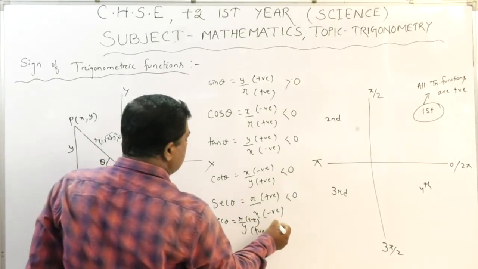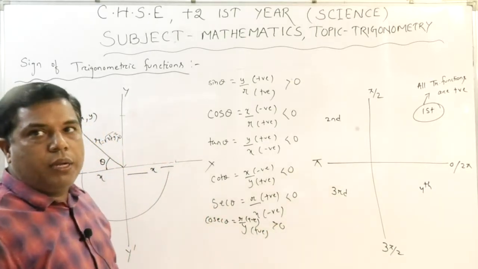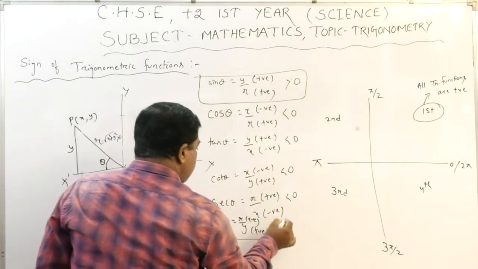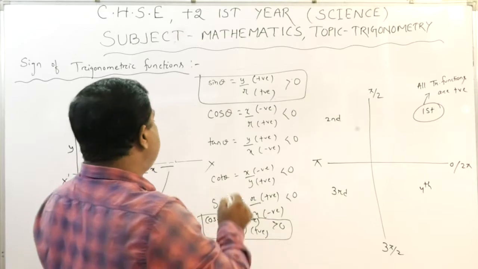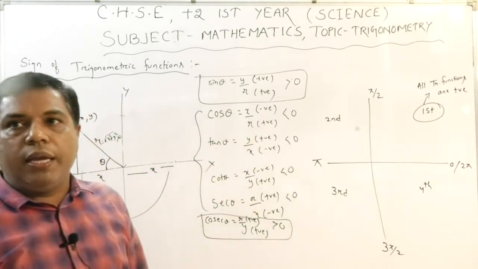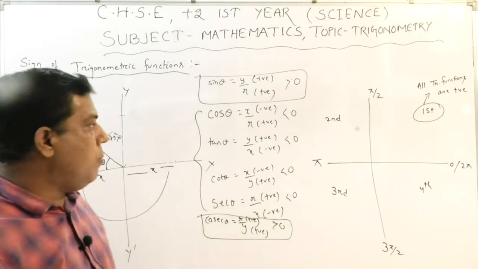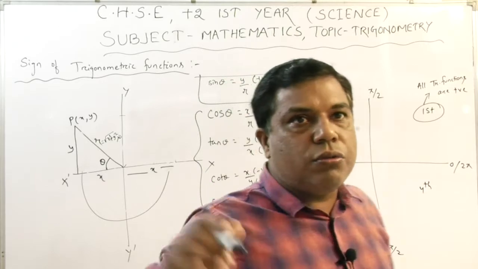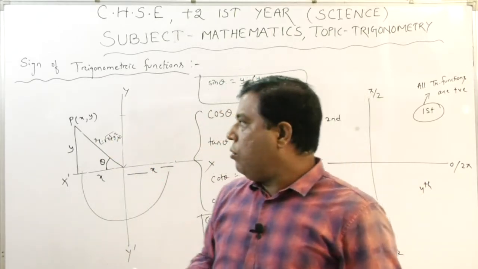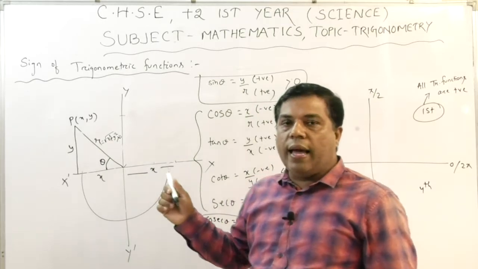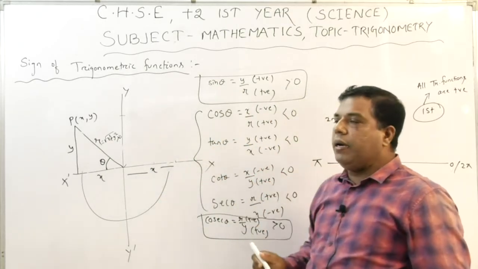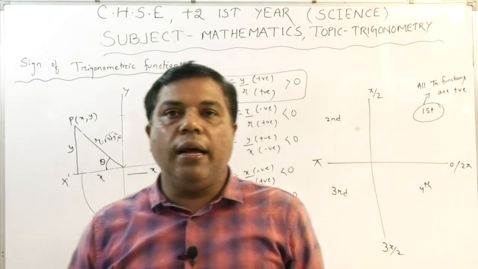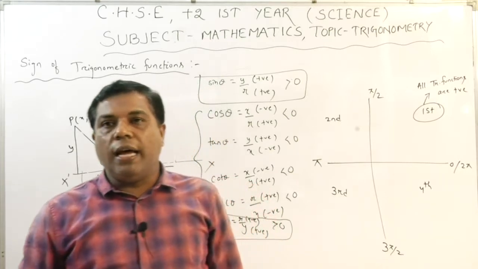So both are positive, so this is greater than 0. From here we clear that sin theta and cosec theta, these two are positive, whereas the other four are negative. That is clarified from here: if an angle lies in the second quadrant, as we saw here, then you can see with clarity that sin theta and its reciprocal cosec theta, these two are positive, others are negative.